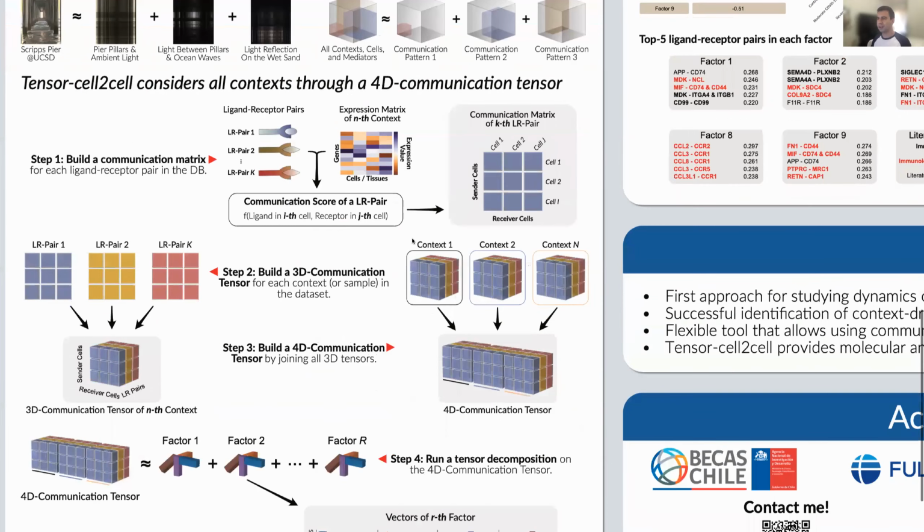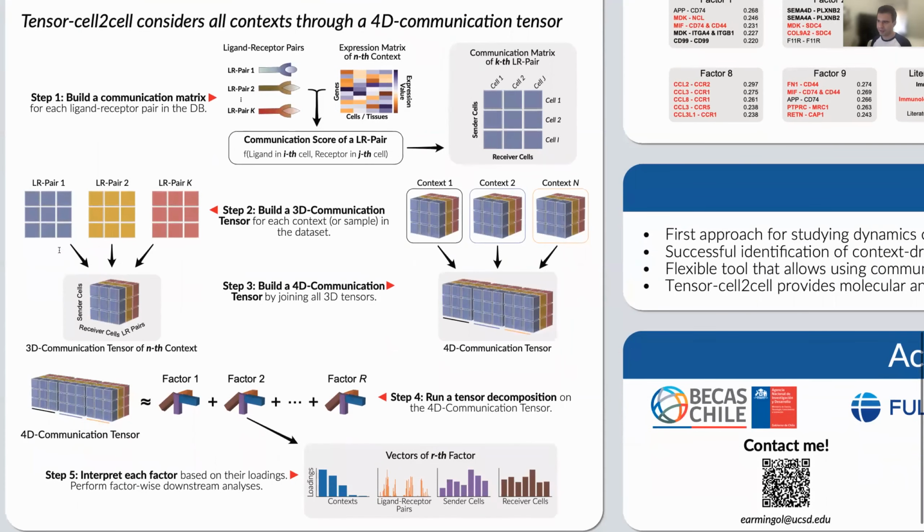Tensor cell2cell, what it basically does is, we have the database of ligand receptor pairs and the gene expression levels, and for each ligand receptor pair, we build a communication matrix with all the pairs of cells, the one sending the ligands and the one receiving those ligands through the receptors, and we can assign a score for each of these pairs. We repeat that for each ligand receptor pair to build a three-dimensional tensor with this information, like sender cells in one dimension, receiver cells in the other, and ligand receptor pairs in the third. So we keep the correlation structure in this data.